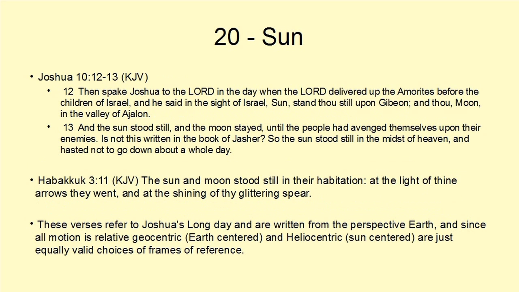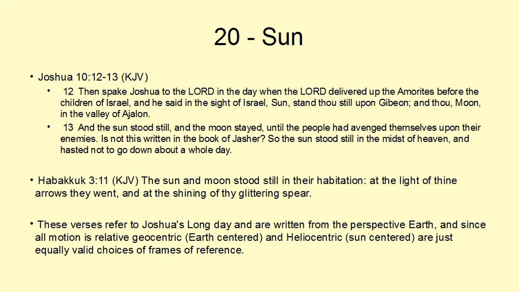Joshua 10:12-13. Then spake Joshua to the Lord in the day when the Lord delivered up the Amorites before the children of Israel. And he said, in the sight of Israel, Sun, stand thou still upon Gibeon, and thou moon in the valley of Ajalon. And the sun stood still, and the moon stayed, until the people had avenged themselves upon their enemies. Is it not written in the book of Joshua? So the sun stood still in the midst of heaven, and hastened not to go down a whole day.